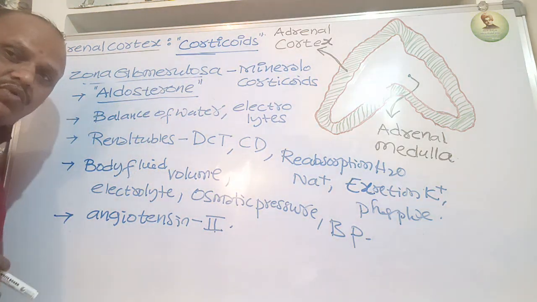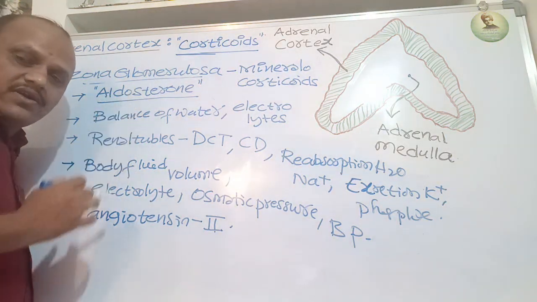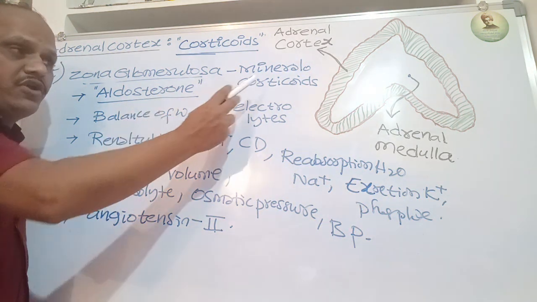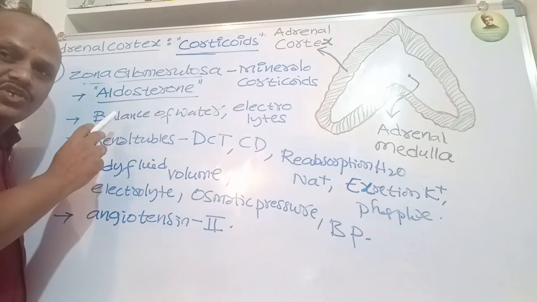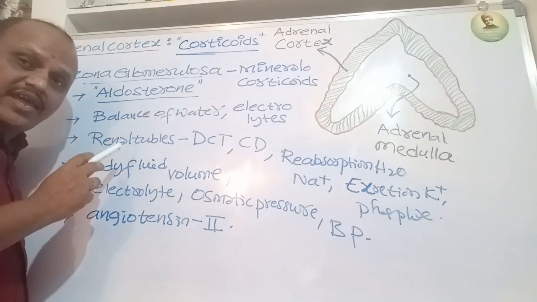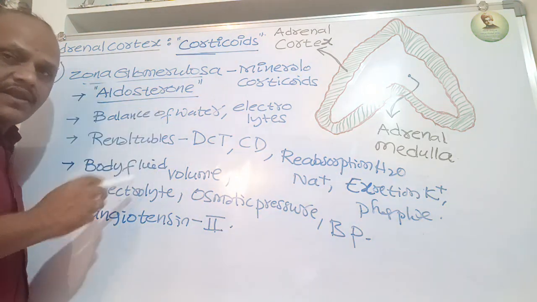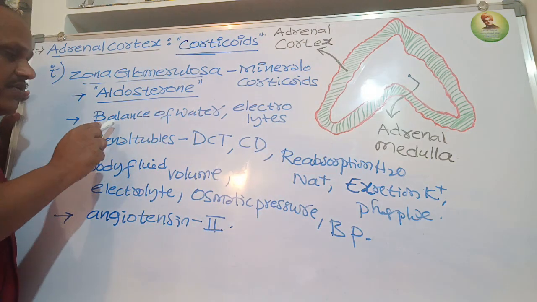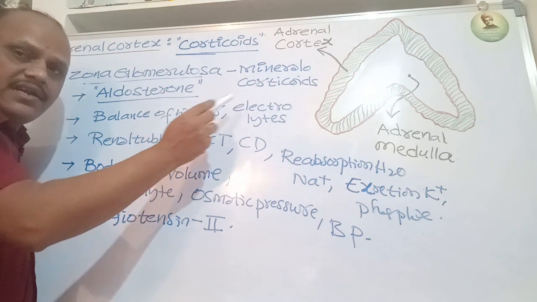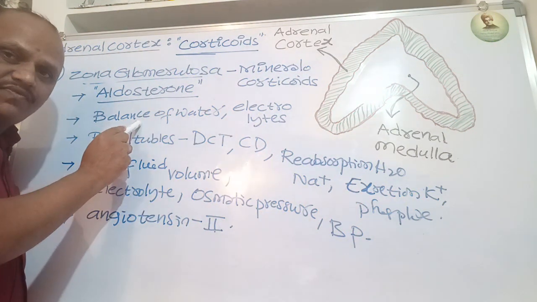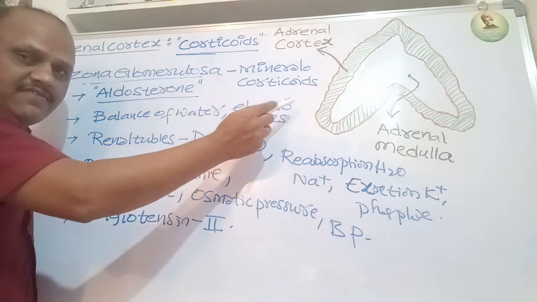The zona glomerulosa is the outer layer in the adrenal cortex, and it secretes mineralocorticoids. The chief mineralocorticoid is aldosterone. Aldosterone regulates the balance of water and electrolytes in our body.